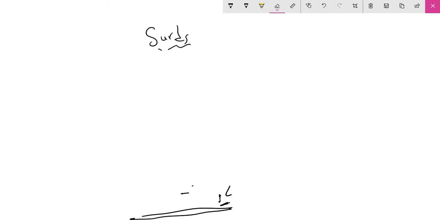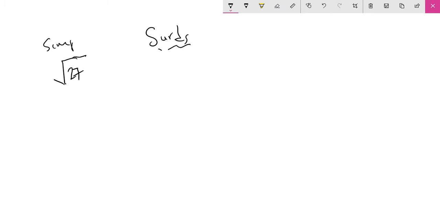Okay, now that we understand how addition and subtraction of surds work, let's move on to simplifying some expressions in surd form. So for instance, if you were given root 27, and you were asked to simplify.